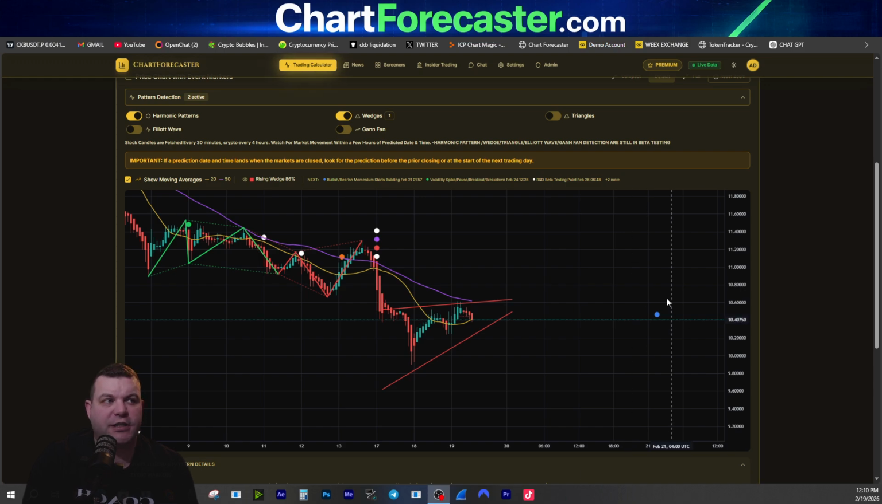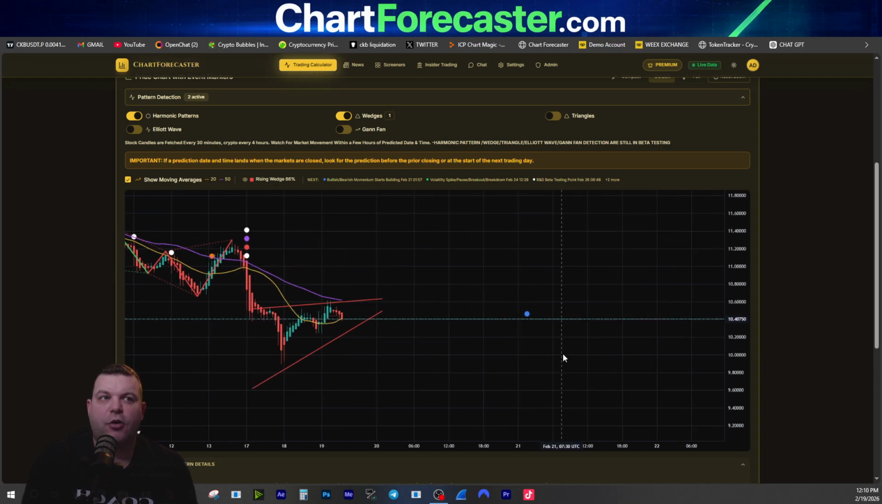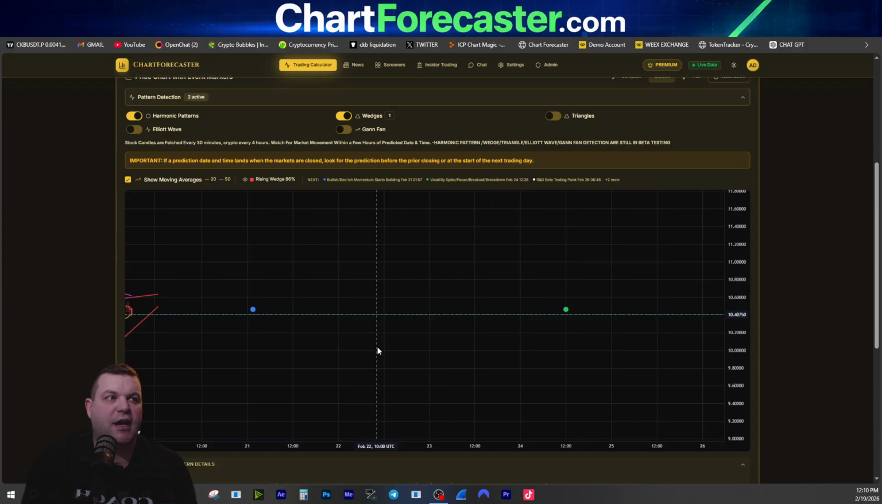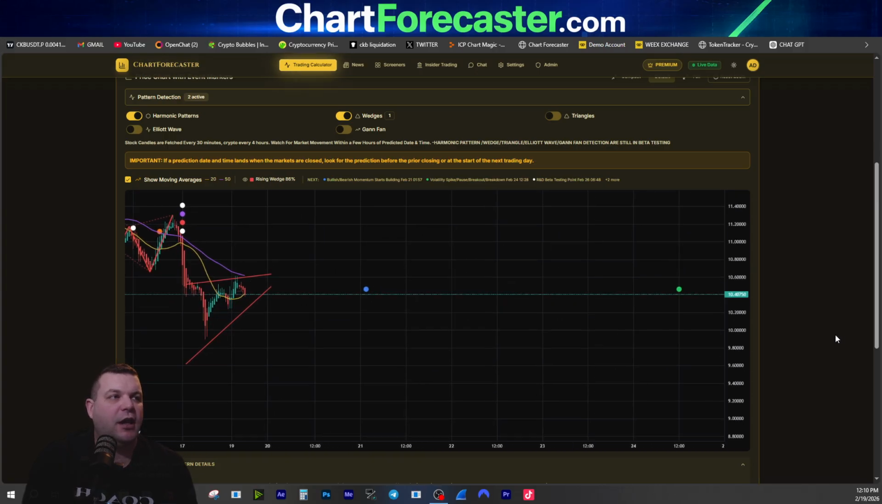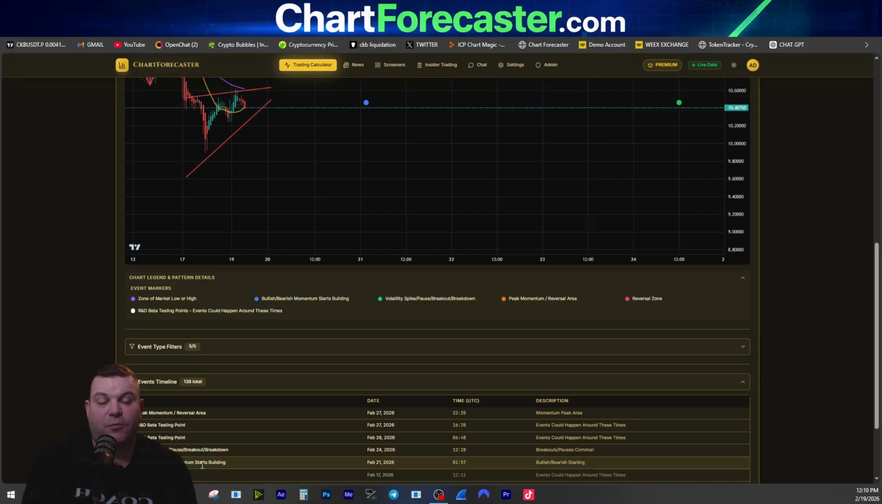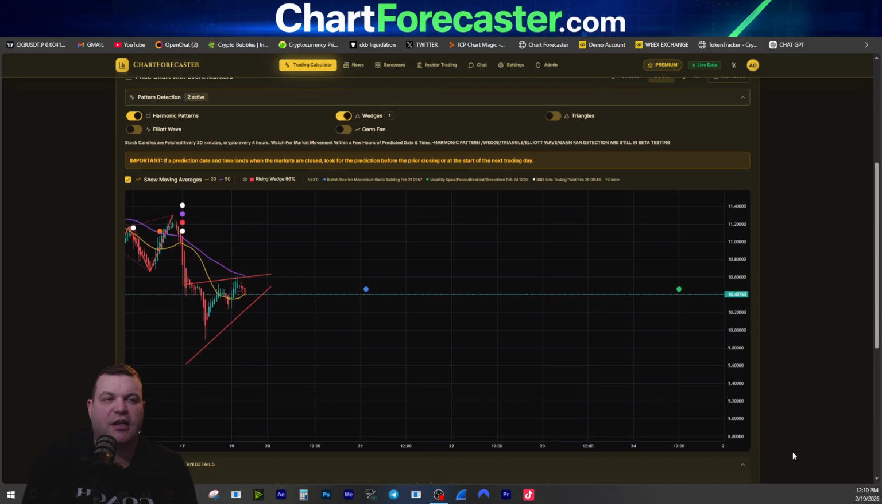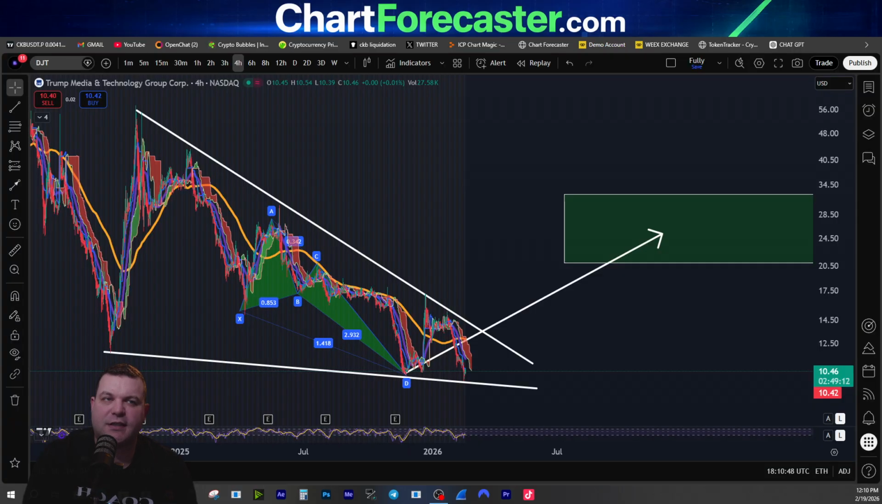Now, there's an important time and date here that we're going to need to know about for DJT stock, Donald Trump Media. And really, this is calling for bullish or bearish momentum to start building on February 21st. Now, we'll talk about that in just a second because that's a Saturday. So, we're going to be looking at Monday's open and what's going on with Trump Media, guys.